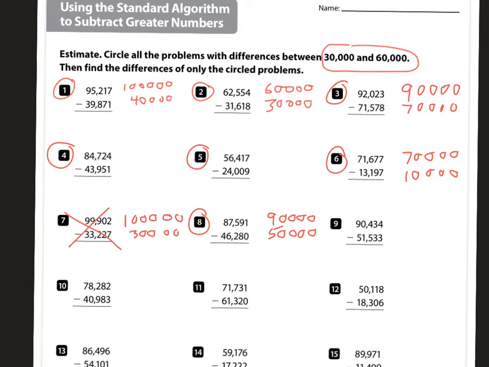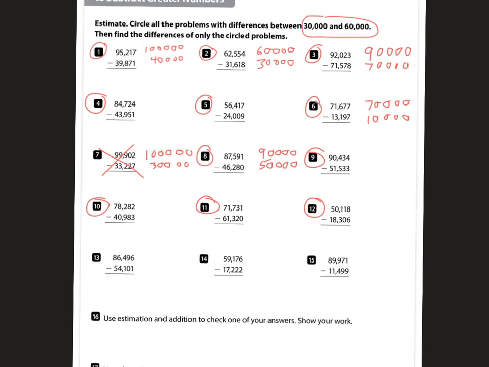I can tell this one's going to be about 40,000. I can tell this one's going to be about 40,000. Number 11 looks to be about 10,000. Number 12 looks to be just a little over 30,000. Number 13 looks to be about 32,000 difference. Number 14, we're looking at about 40,000 difference.